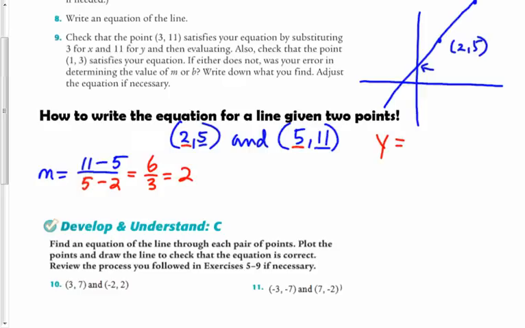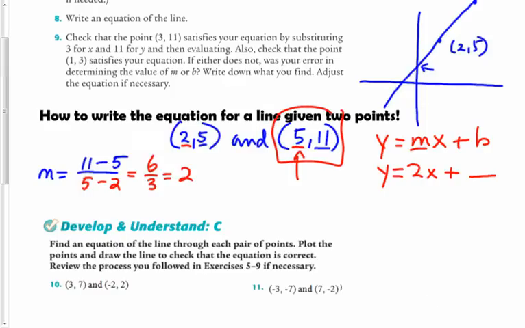And in my equation, the slope, of course, is the coefficient of x. So I now have this much of my equation, 2x. But I'm missing the b part, so I need something else. And now we're going to go back to what we just learned, that we can find that missing number. We know that from this point right here, when x is 5, y is 11. So I know that if I take 2 times 5 plus this extra part on there, it has to equal 11.